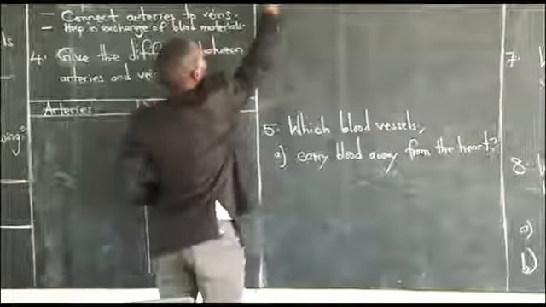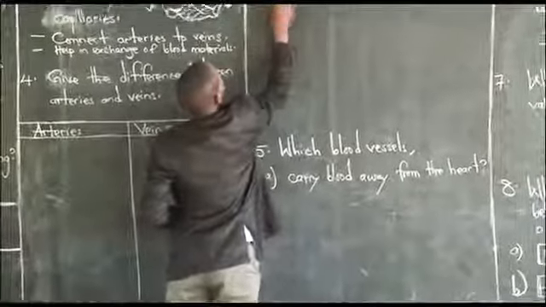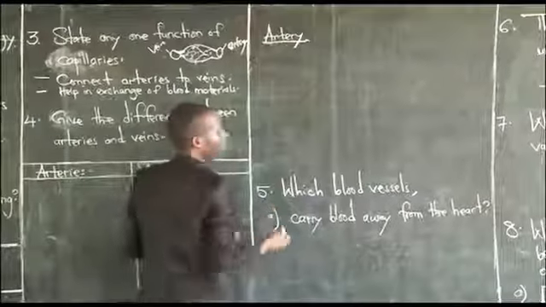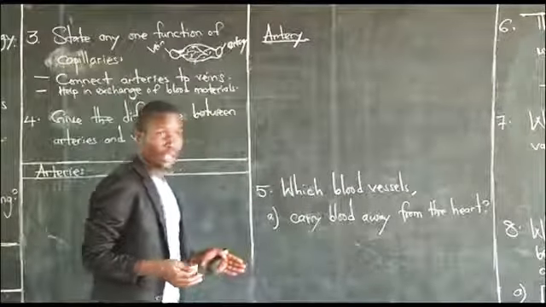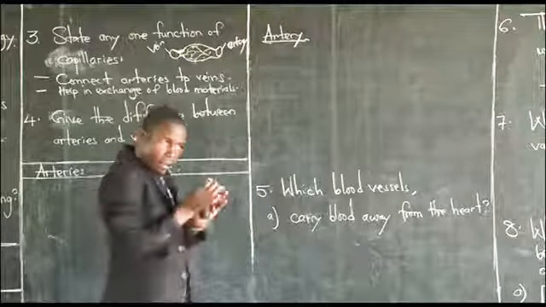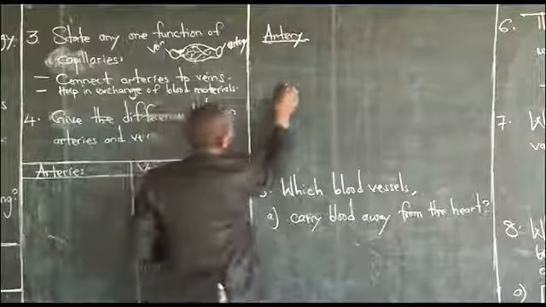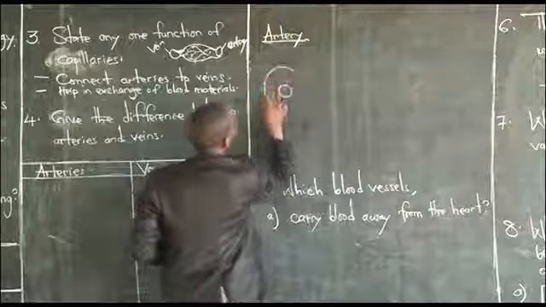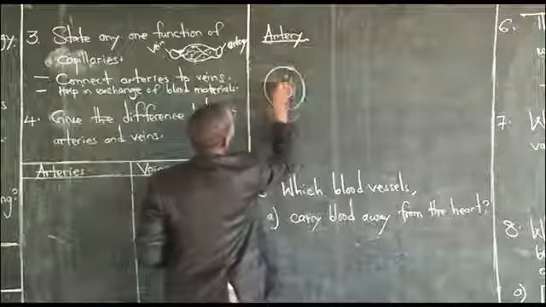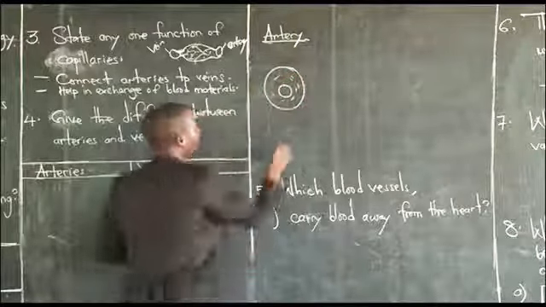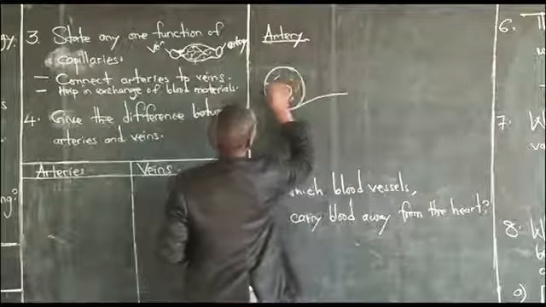So if we look at an artery, remember arteries have thick walls, okay? And the lumen, the inner part, is very small. The walls are thick. So this can be an artery, okay?